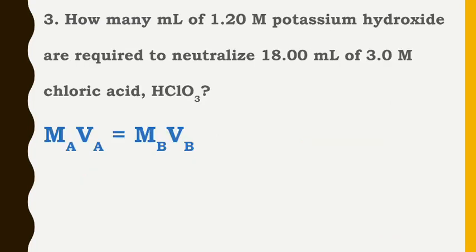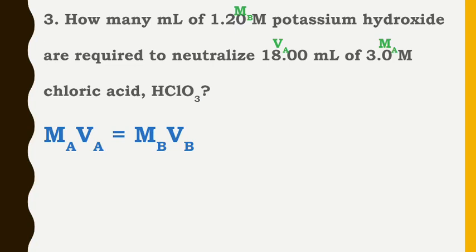And I want to actually take the time to work out number 3 with you, because this one's a little bit different, and sometimes that throws people off. This one is asking us how many milliliters, so we're going to be looking for a volume this time. We're looking for milliliters of this 1.2 molar potassium hydroxide, which does happen to be our base, so I'm going to call this MB. If you want to call it M1, go for it. And it's asking us, what's the volume required of this potassium hydroxide to neutralize 18 milliliters of 3 molar chloric acid? So that next number, that volume, is the volume of our acid, and this is the molarity of our acid.